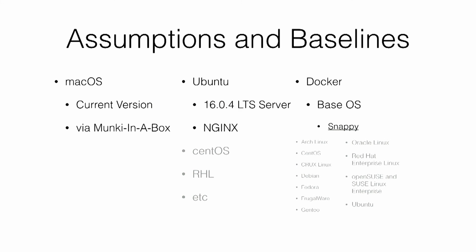So those are kind of where I started. I have a Mac. I install Munki in a Box. I get the server up and running. No problem. Ubuntu: okay, I'm going to install 16.04. I'm going to get Nginx. I'm going to get up and running. Docker: I'm going to install a base OS, I chose Snappy, and I'm going to get Docker, and I'm going to get up and running.